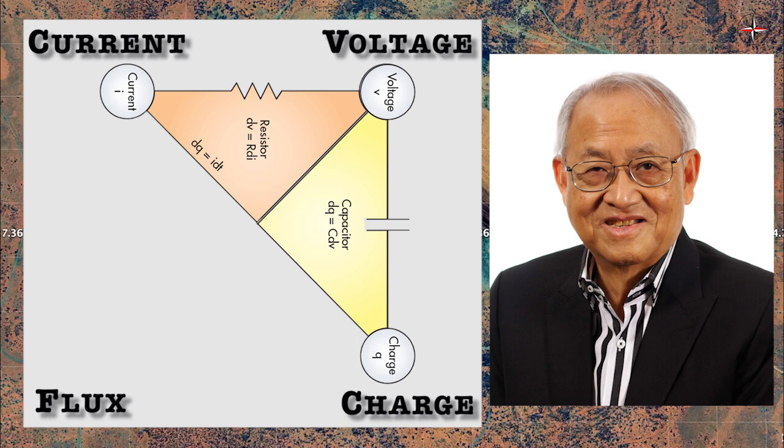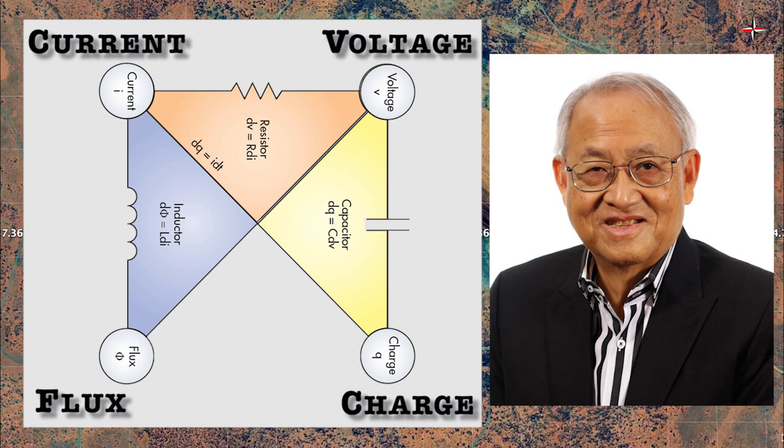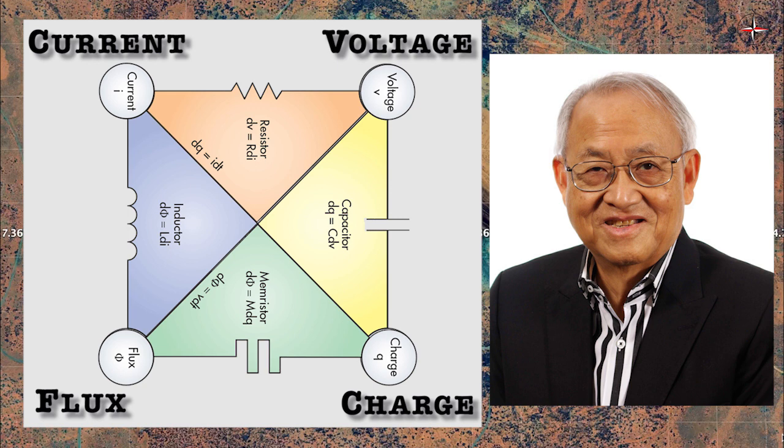Voltage and charge created capacitance. Current and flux created inductance. And most importantly, Leon Chua realized that flux and charge must have its own circuit property, and dubbed it Memristance for the attributes of memory and resistance.